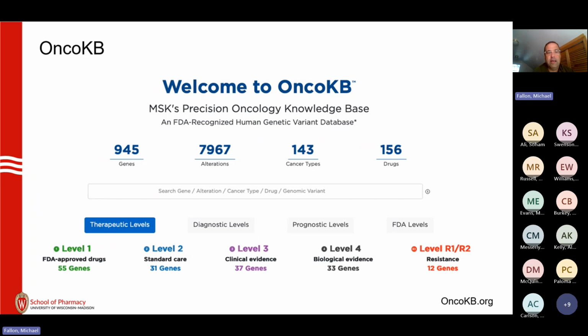So OncoKB adds more genes every year, every month. It's 945 genes now. Of course, in humans, there are about 22,000 genes, with 143 cancer types and 156 drugs. Level 1 has 55 genes, but that covers 101 drugs and 39 cancer types. And then level 2, which is standard of care, and we have most of these standard of care treatment options at UW. That would be 32 cancer types and 58 different drugs. So 156 drugs total have annotation now.